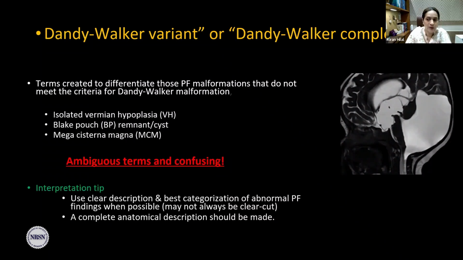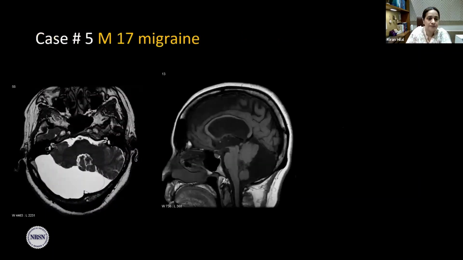My interpretation tip to you: if you have something like that and you're not sure, and it does not form the Dandy-Walker criteria, then use a clear description and the best characterization of the cyst that you are seeing in the posterior cranial fossa, as clear as possible. Sometimes it's not easy to say exactly whether it's a cisterna magna or a Blake's pouch. Sometimes it's very difficult, but try to be as precise as possible anatomically. A complete anatomical description should be made in your report if you are not sure, instead of using the words Dandy-Walker complex or Dandy-Walker variants.